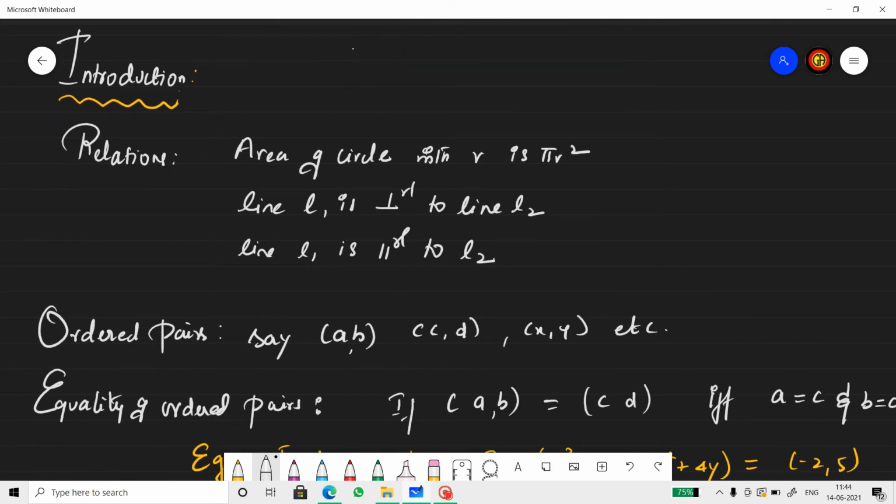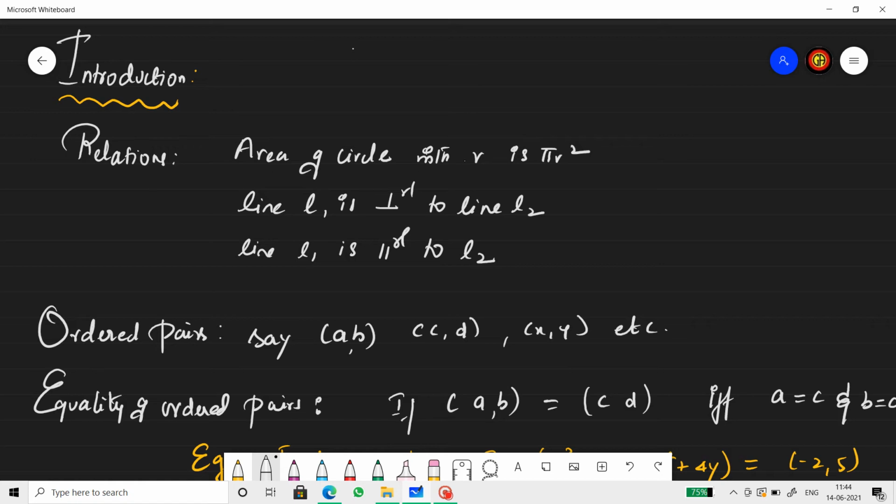Introduction of a relation. Well, the word itself carries its meaning, isn't it? In daily life, we come across many relations, such as teacher and a student, mother and a daughter, isn't it? Book and its cost. So there is some connection between two things. That is called relation. Mathematically, I've listed out few relations here.